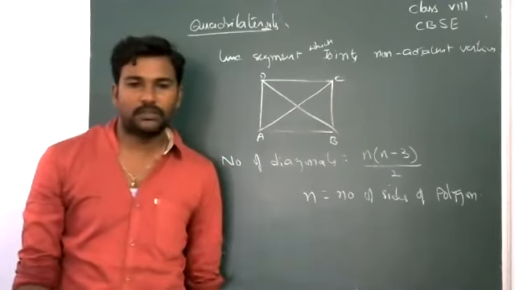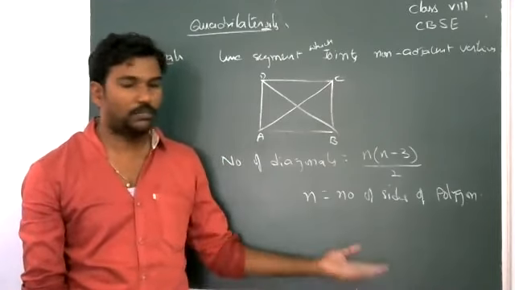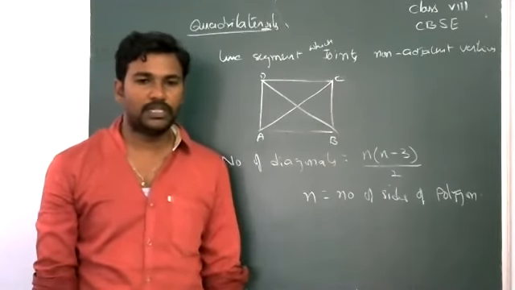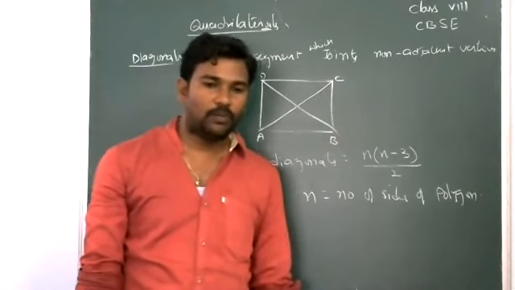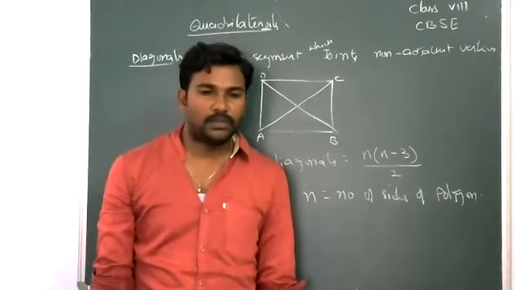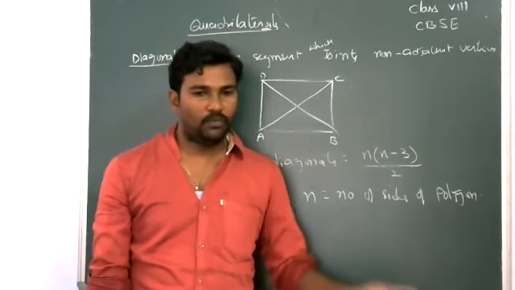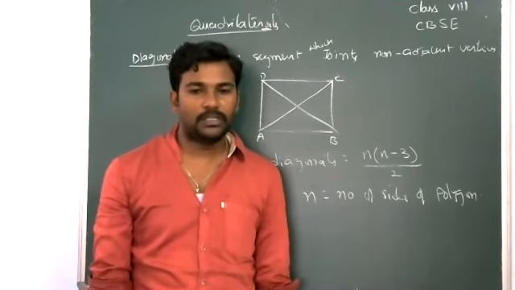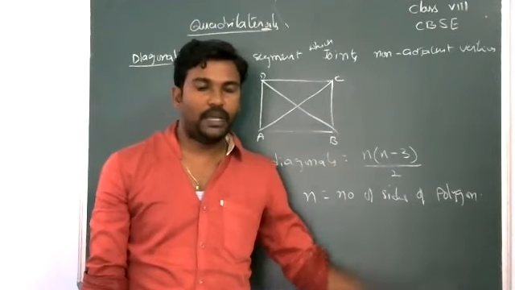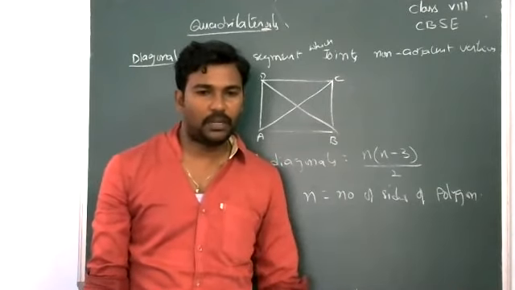So in this class we have completed the introduction part of these quadrilaterals. What is meant by quadrilateral? How many types of quadrilaterals are there? And what are the properties of those quadrilaterals? And then the number of diagonals, and convex polygons and concave polygons.